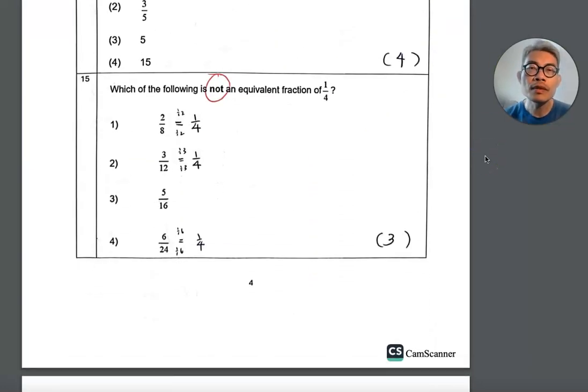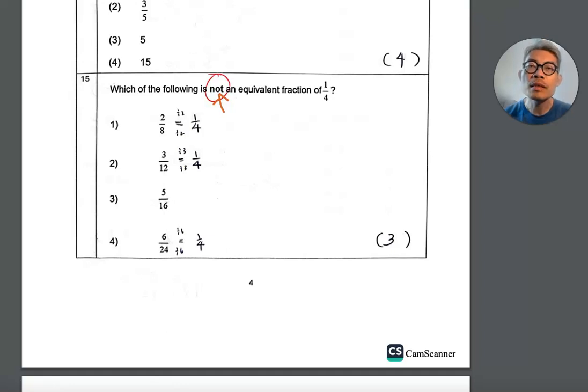Next one, question 15. Which of the following is not an equivalent fraction of 1/4? Always take notes of words like this, because we are too trained to find the correct answer and not finding what is not the correct answer.